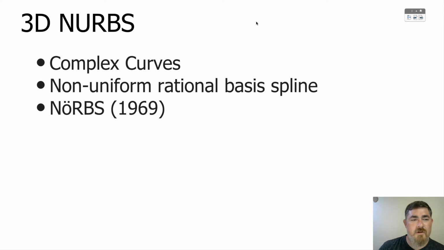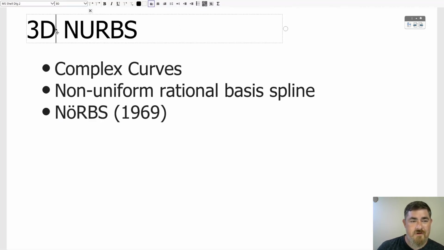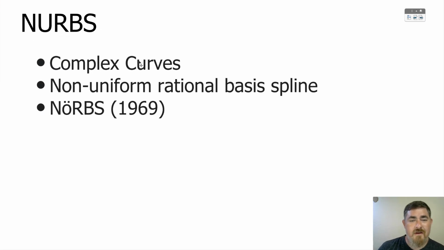So the next thing was 3D NURBS, or I guess this is just NURBS. It was used for 3D also, but it was a way of calculating a complex curve. We still use the idea behind this when we draw splines, even in 2D, but it was used for 3D surfaces also.